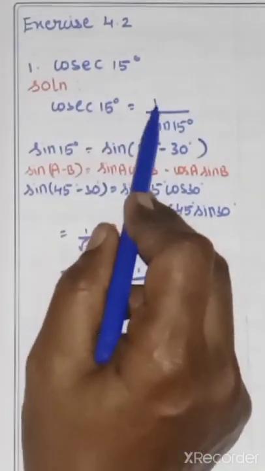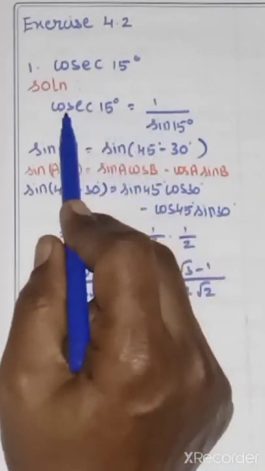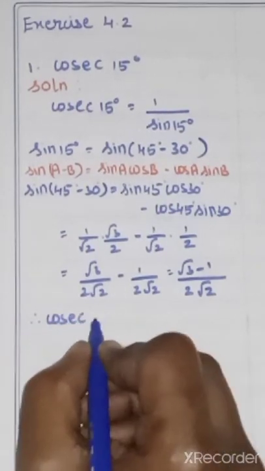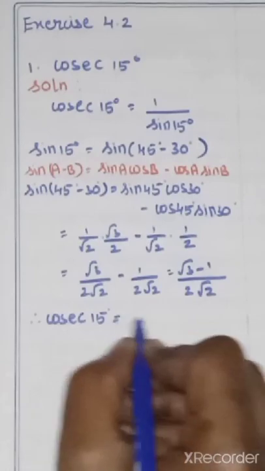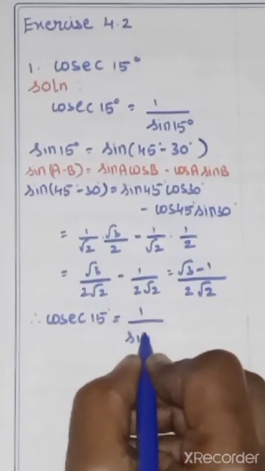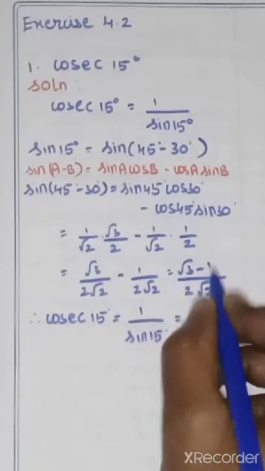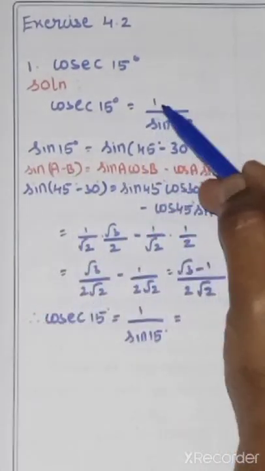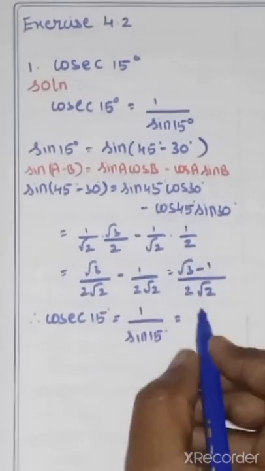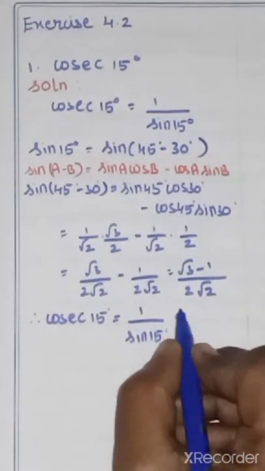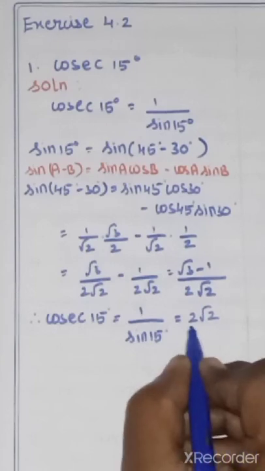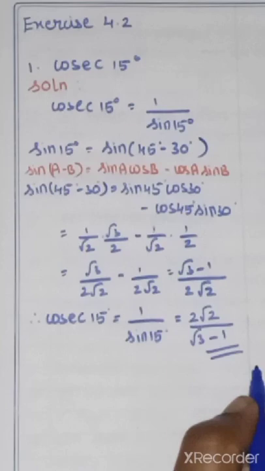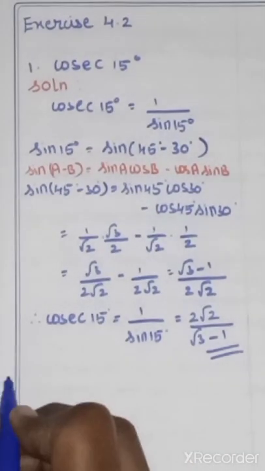But we have to find cosecant, not sine. Therefore, cosecant 15 degree equals 1 by sine 15 degree. You have to take the reciprocal of this, because we found only sine 15 but we want 1 by sine 15. So if we take the reciprocal, the answer will be 2 root 2 by (root 3 minus 1), which is your final answer.